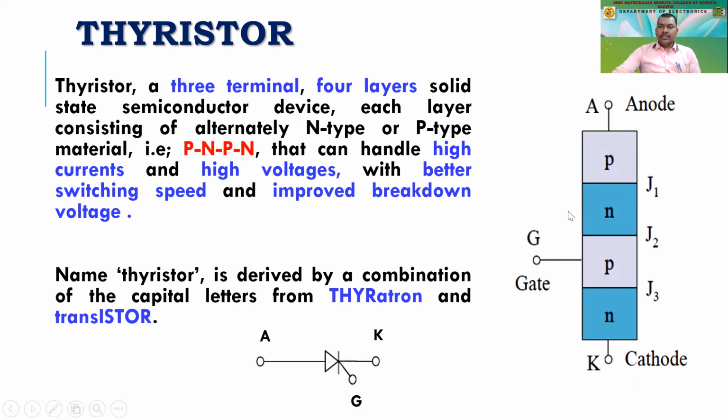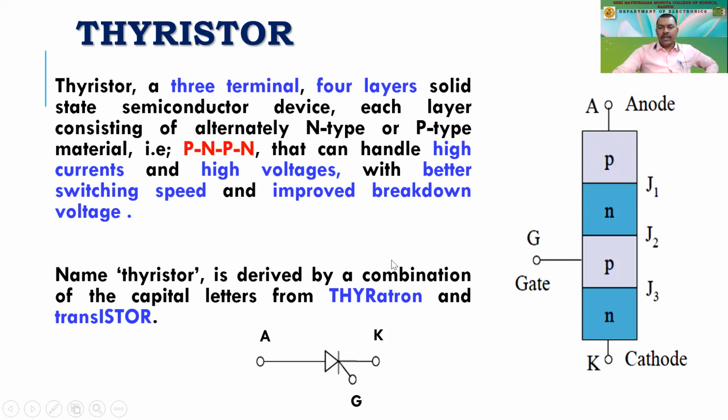Here you are able to see that we have four layers, P, N, P, N. So we have P-type, N-type material, then P-type again, and N-type material. In the third layer, we have a terminal which is called the gate. The upper layer is called the anode, and the lower N-type is taken as the cathode. So these are the three junctions we have: junction 1, junction 2, and junction 3. This is called an SCR, silicon controlled rectifier.